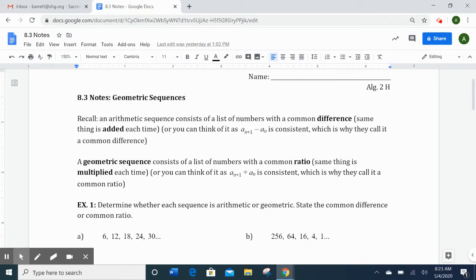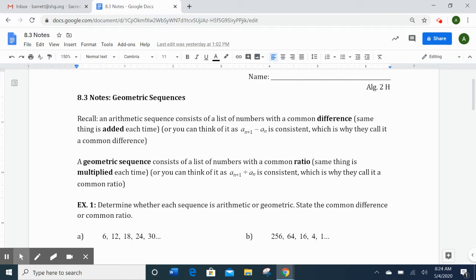So 8.3 talks about geometric sequences. Because I didn't do paper notes for arithmetic, I kind of put a little bit of extra information on these ones. You don't have to print this off, but I am going to attach this blank document in case you want to have your notes all in one place.